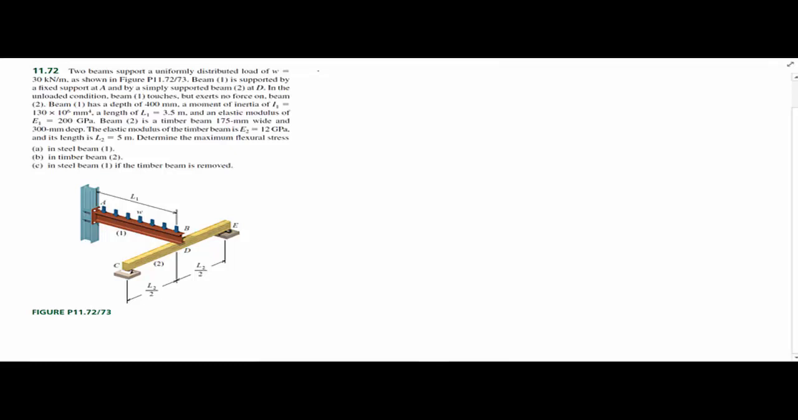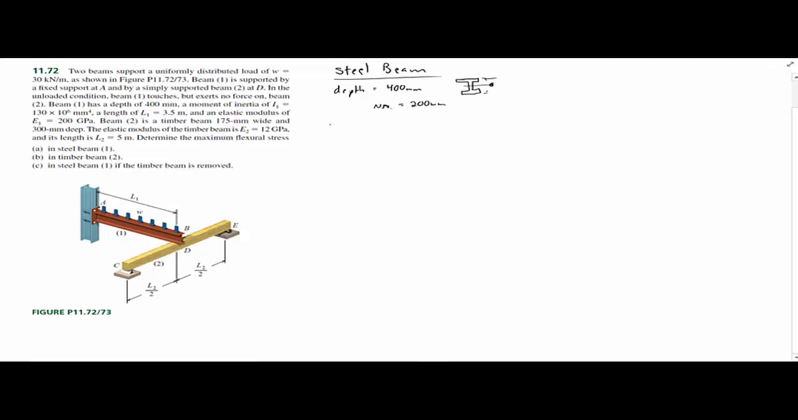So the first thing I'm going to do is write steel beam, and then all the given information that we have here. Beam 1 has a depth of 400 millimeters, so depth equals 400 millimeters. What's important about that is if we have an I-beam, which is the steel beam, that 400 millimeters is the entire distance. So the neutral axis is 200 millimeters.